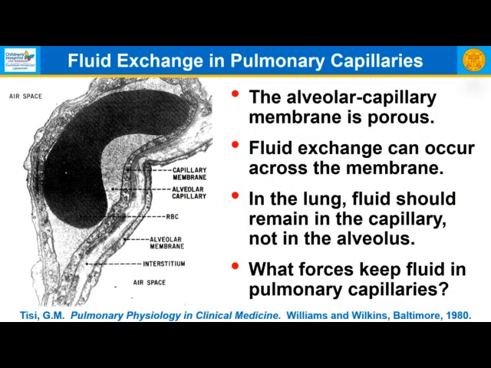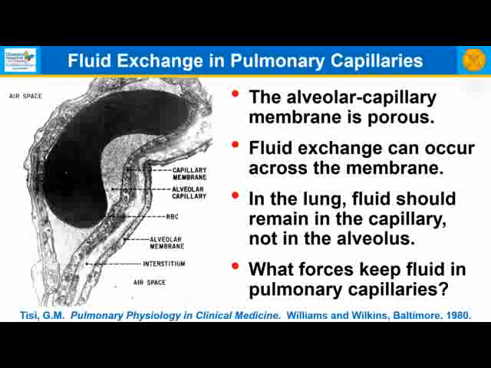There is also fluid exchange in pulmonary capillaries. So the alveolar capillary membrane is porous. There's an electron micrograph of an alveolus: epithelial layer, interstitial layer of fluid, usually a virtual space, endothelial layer, and then the red blood cell. And we talked in the beginning how the lung is designed in a way that the entire cardiac output is spread out one erythrocyte thick through the pulmonary circulation. So fluid exchange can occur across this membrane. In the lungs, we want fluid to remain in the capillary, not in the alveolus.